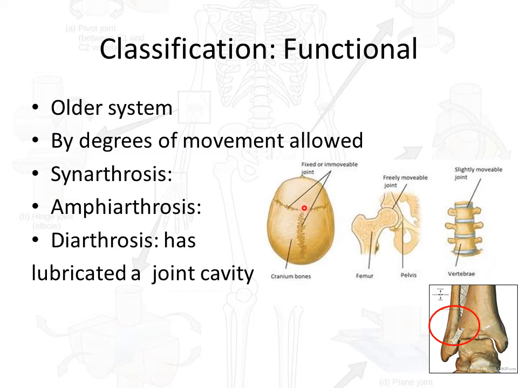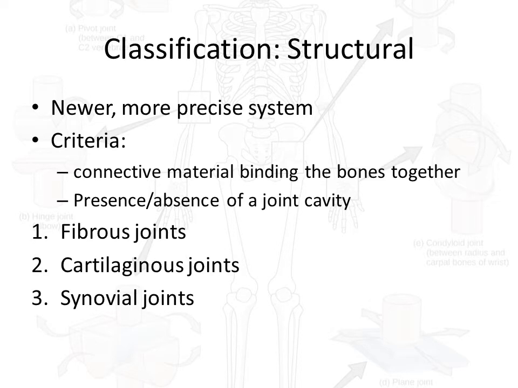It means without movement. And then there's amphiarthrosis joints, which allow for some movement, but not much movement compared to a diarthrosis joint. So amphiarthrosis joints are the joint between your tibia and your fibula here, and then we also see the joints between your vertebrae. For the most part, that system is not really used anymore. The new classification system is the structural classification system. That's the one that we typically use.